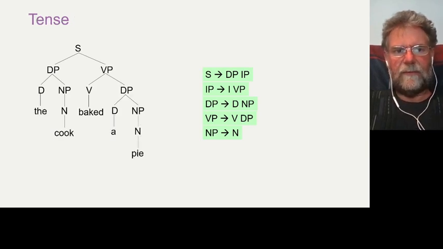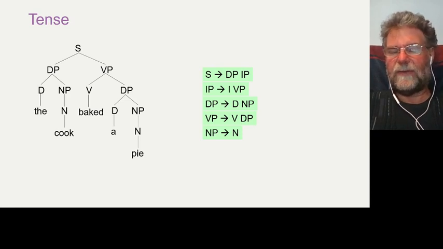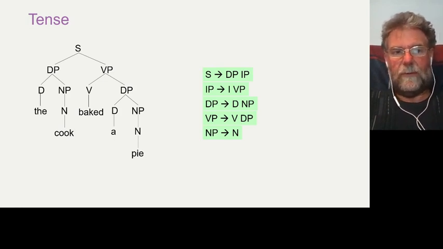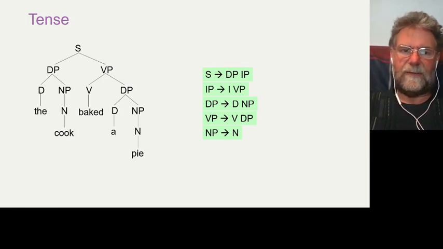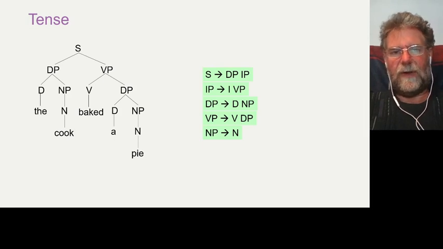possibilities. For example, consider this one: the cook baked a pie. Now here we don't have the modal auxiliary, we just have a verb, and therefore presumably we don't have an inflectional phrase because there's no inflection element there, we've just got the verb. So presumably we've got another possibility, that a sentence can break up into the subject DP followed by a VP predicate, not an IP predicate.